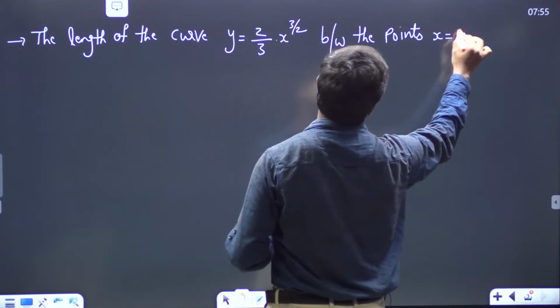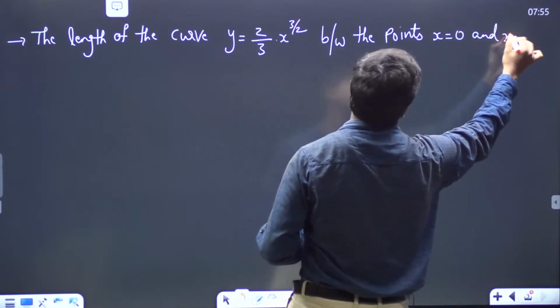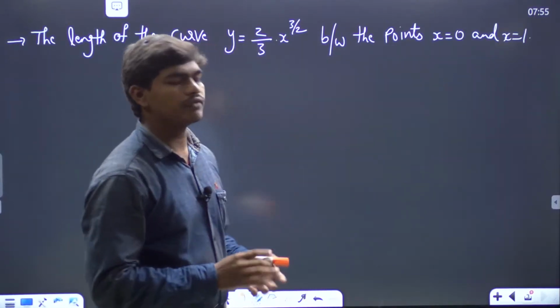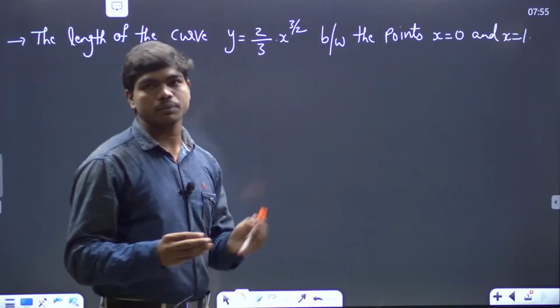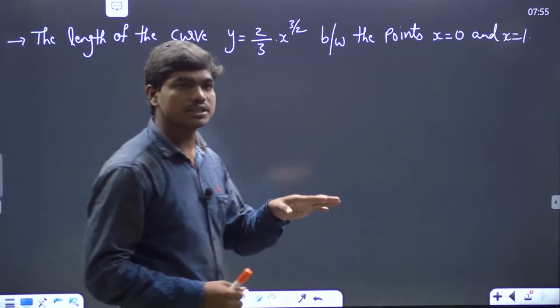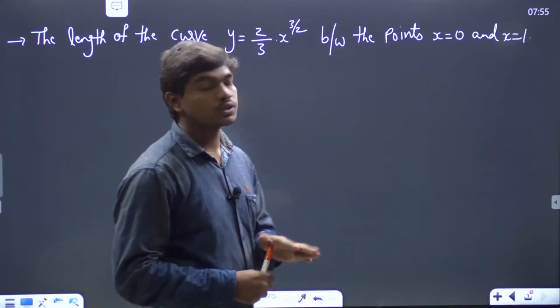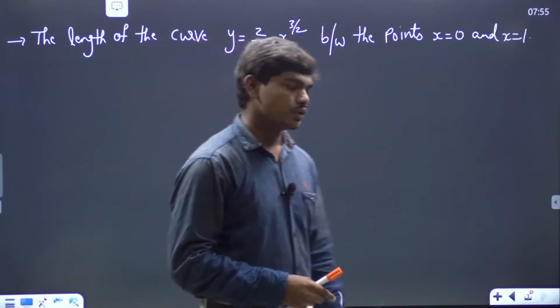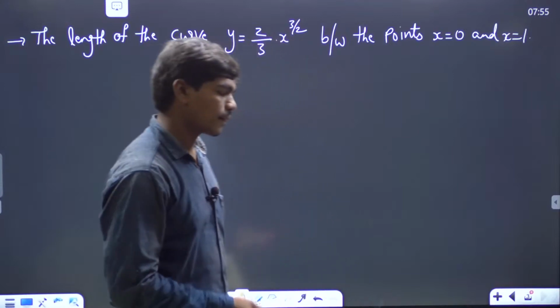between the points x is equal to 0 and x is equal to 1. Okay, so now you need to find the length of this curve, and if you see, you don't know how this curve x power 3 by 2 looks like in general, okay? So this question was asked in ESE, and trust me, in ESE you can't use a calculator, okay? So you need to get the answer of this question without using a calculator and tell me the value. You can round off to 2 decimals as well.